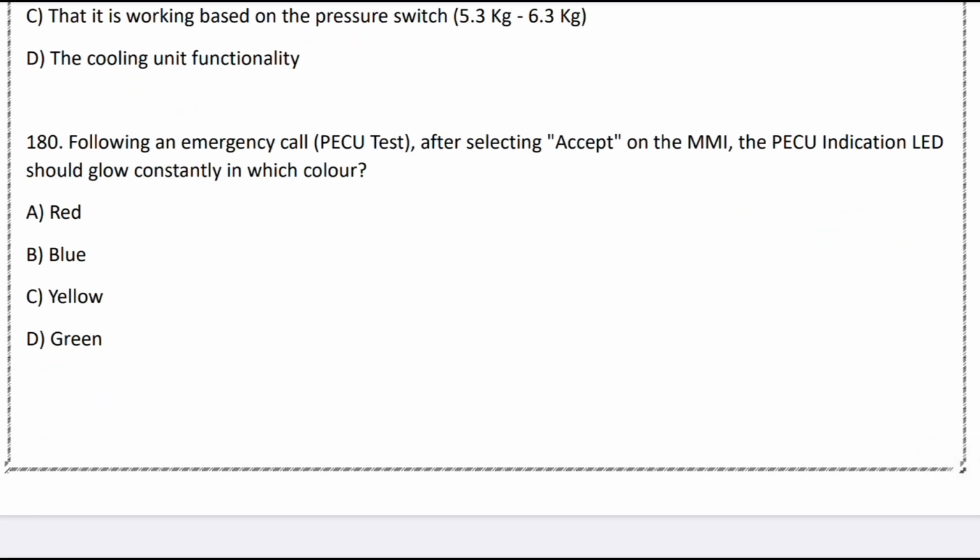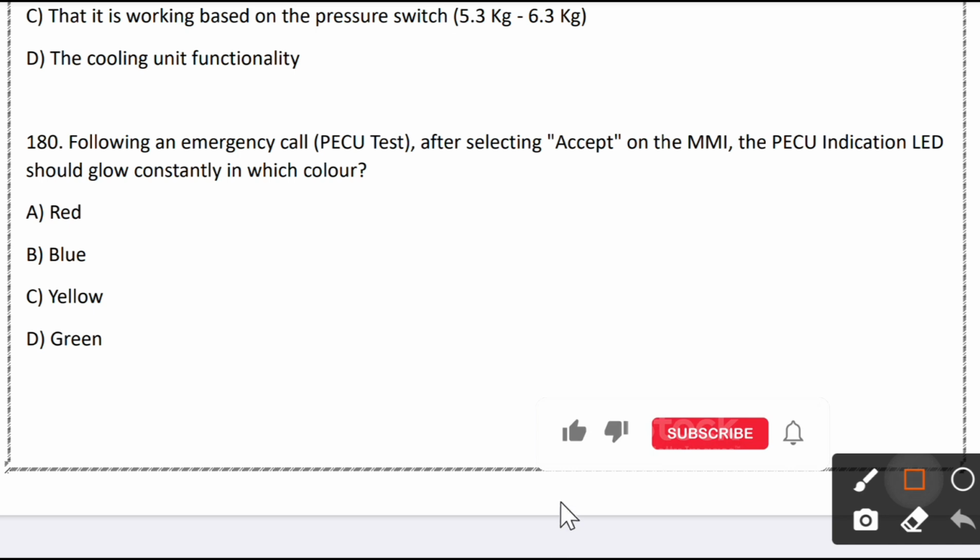180. Following an emergency call, after selecting accept on the MMI, the PCU indication LED should glow constantly in which color? A. Red. B. Blue. C. Yellow. D. Green. The correct answer is D. Green.